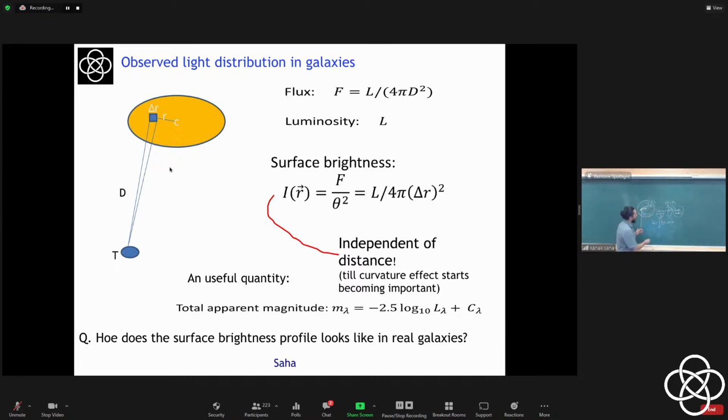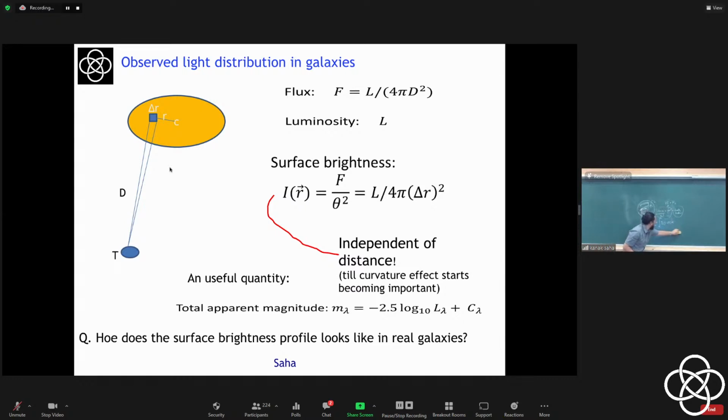You could also do that if I has a dependence on theta and is not symmetric. You cannot fit a circle, but you have some kind of structures here, maybe spiral arms or a bar. Then it is possible to integrate I as a function of r and phi, with r dr d phi. You replace this integral. So basically you get the total light within the image that you see.